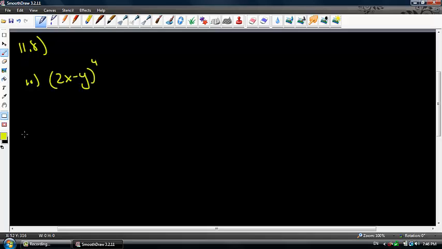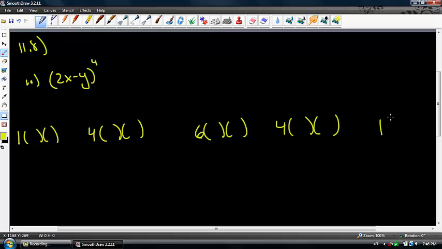I will tell you now. Look to your Pascal's triangle. The coefficients are 1, 4, 6, 4, 1. Each term gets a set of parentheses. Remember, you're just on an assembly line, like Lucy was when she was trying to make those chocolate boxes in I Love Lucy. 2x, negative y. 2x, negative y. 2x, negative y. 2x, negative y. 2x, negative y.